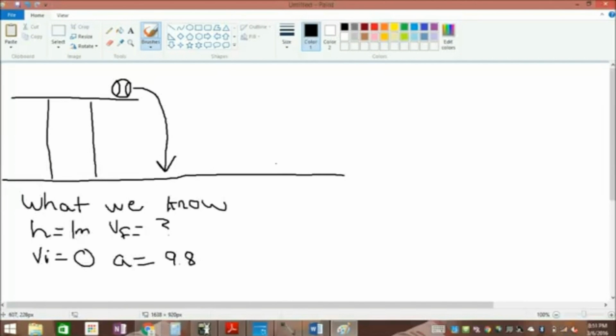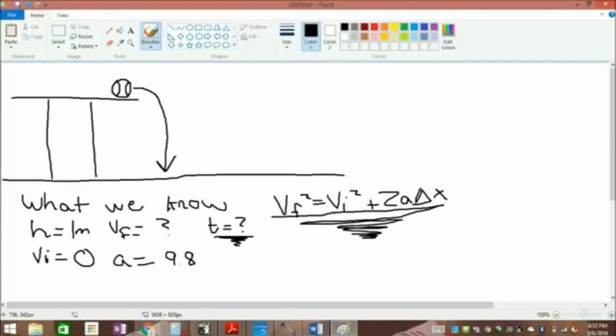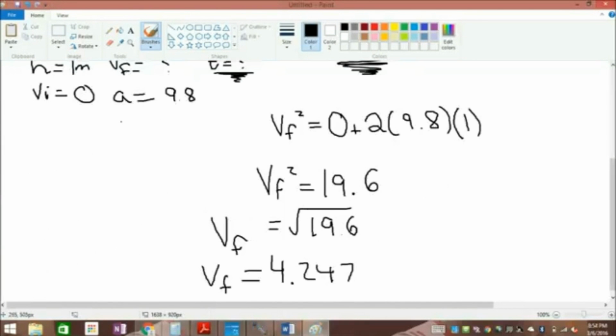First, we're going to list out what we know, and that is the height of the table, which is 1 meter, and the initial velocity of the ball when it leaves the table, which will be 0 in the y direction. We want to solve for final velocity, and we know the acceleration will be 9.8. Now what we don't know is time, and that is pretty much irrelevant when dealing with this kinematic equation because it doesn't matter. Now that we know everything, we can just plug it all in and solve for final velocity. After plugging in all the numbers, we know that the speed of the ball when it hits the ground is around 4.247 meters per second.